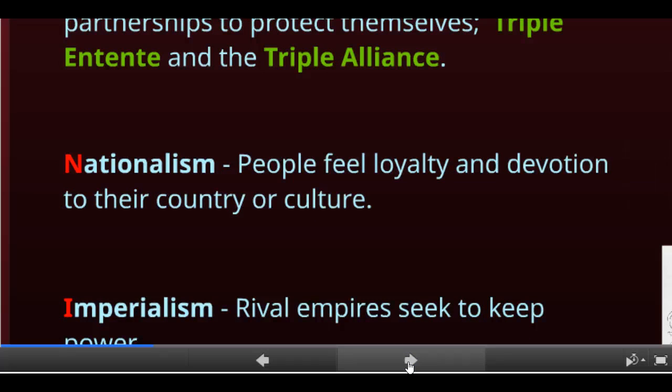Nationalism. People feel loyalty and devotion to their country or culture. So again, coming back to having a strong sense of nationalism for their people and wanting their own country. This is going to play a role in why World War I begins.